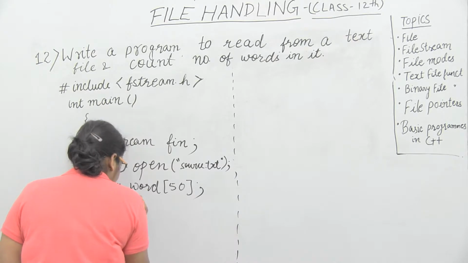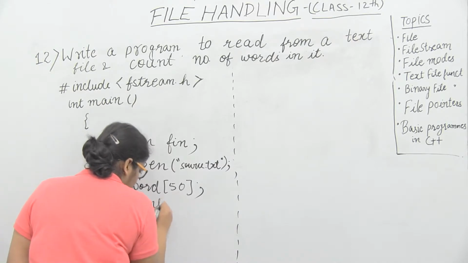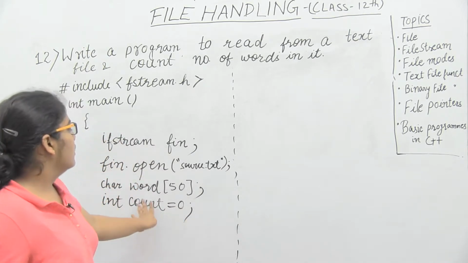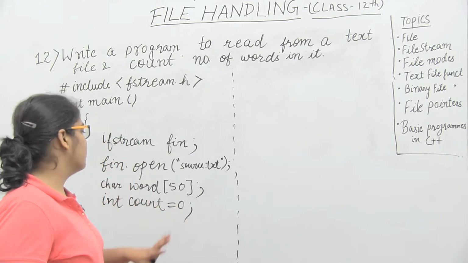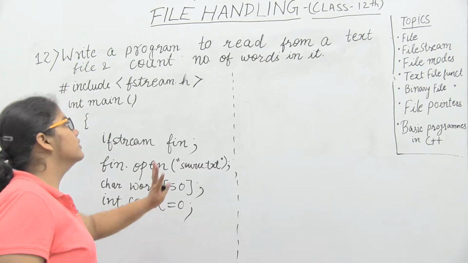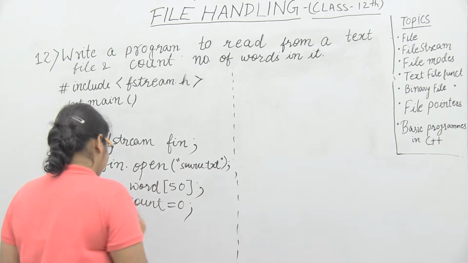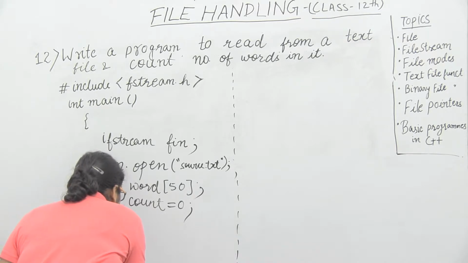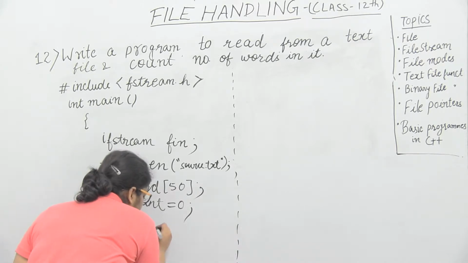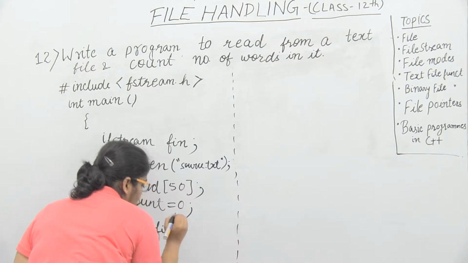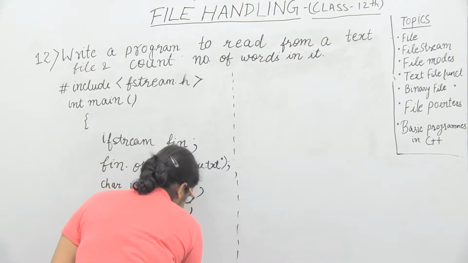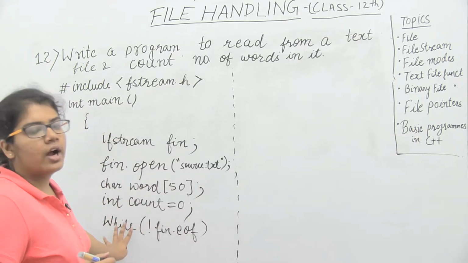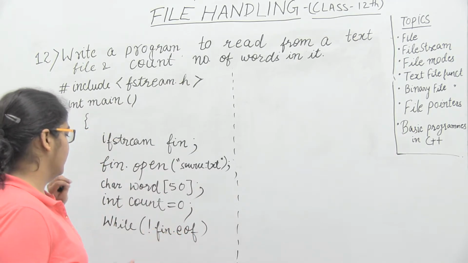int count = 0. Count is an integer value that will be used to count the number of words in our text file. So while (!fin.eof()), that is, this loop will run until we reach the end of the file.